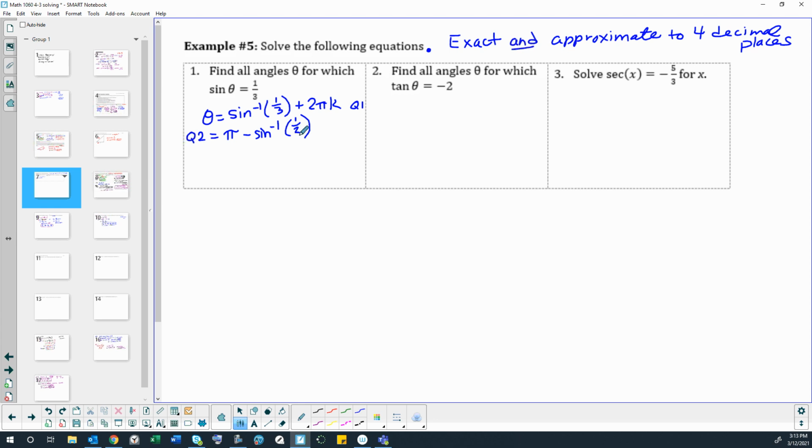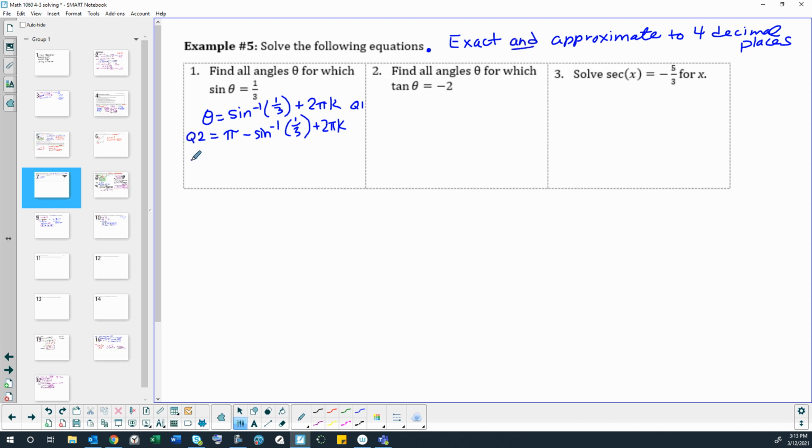Of course, we also need infinitely many quadrant 2 angles, so again, we add our 2 pi k. Okay, so those are the exact answers. Exact and infinitely many answers.